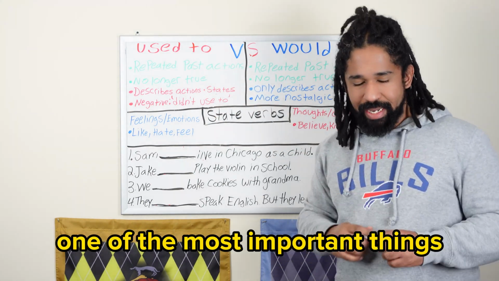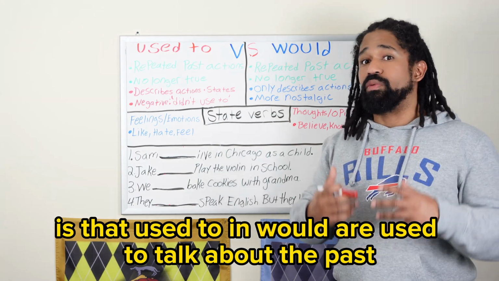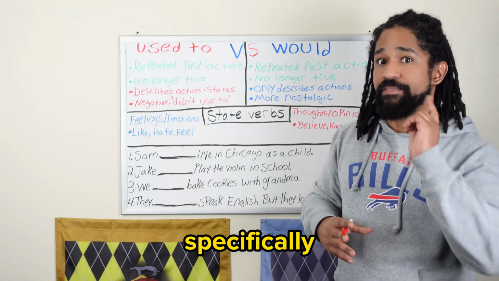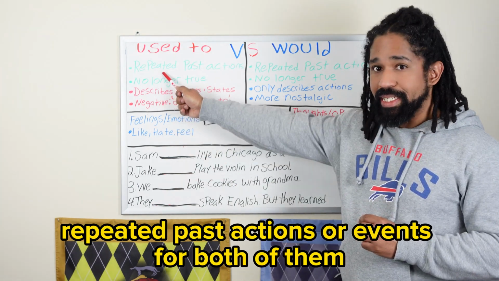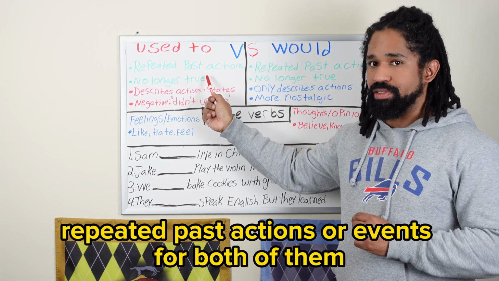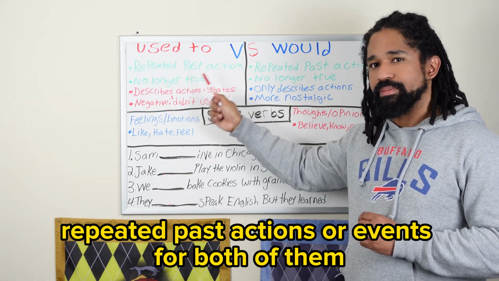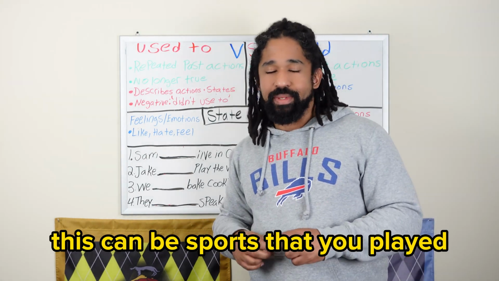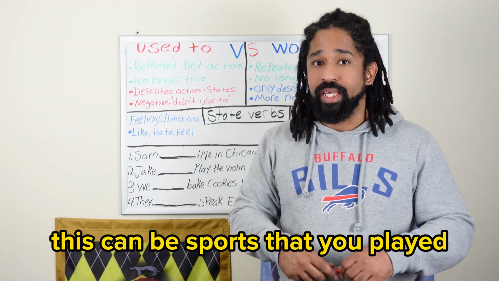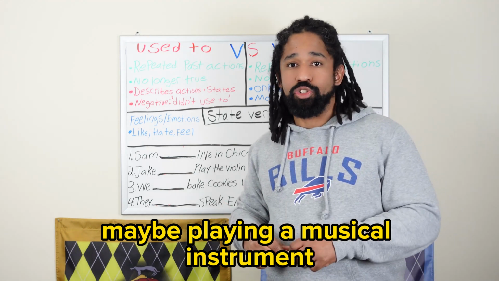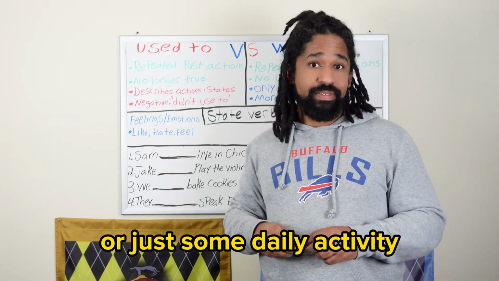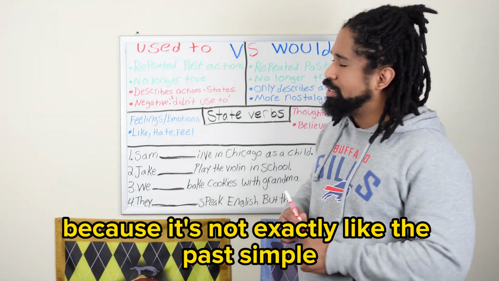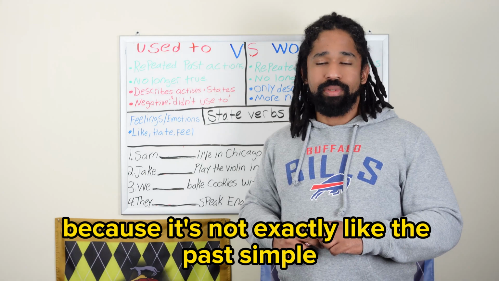One of the most important things is that used to and would are used to talk about the past. Specifically, repeated past actions or events for both of them. So this can be a simple routine. This can be sports that you played, maybe playing a musical instrument, or just some daily activity. Now, you have to be careful because it's not exactly like the past simple in meaning.